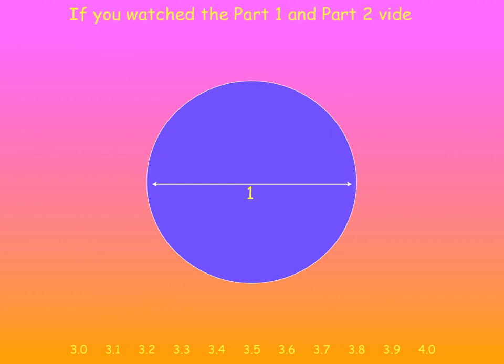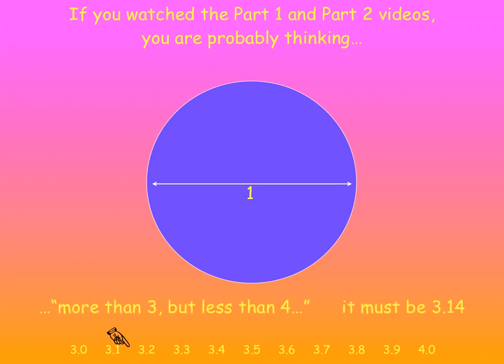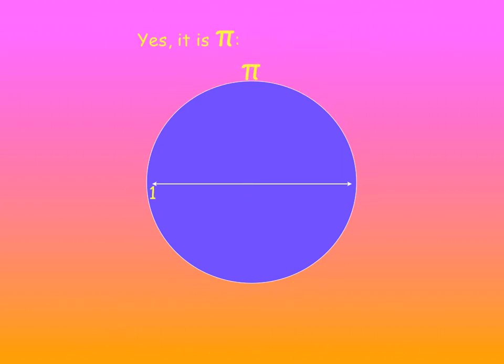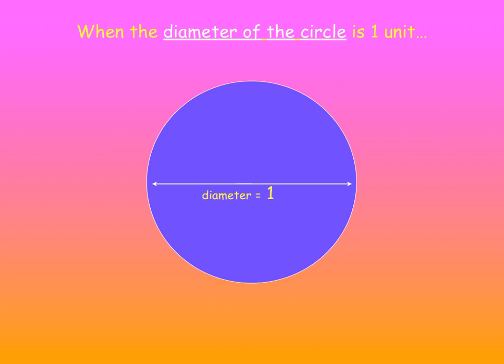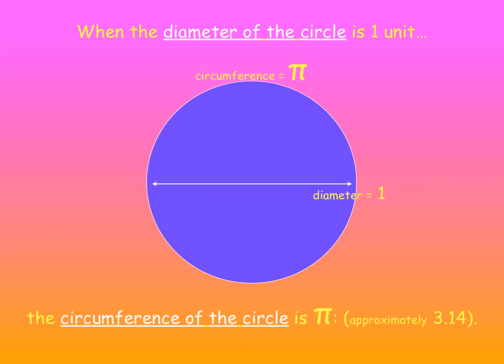If you watched the part 1 and part 2 videos, you're probably thinking, more than 3 but less than 4, it must be 3.14. And you're right. Yes, it's pi, approximately 3 14/100. When the distance across the circle is 1 unit, the distance around the circle is pi, approximately 3.14. When the diameter of the circle is 1 unit, the circumference of the circle is pi, approximately 3 14/100.